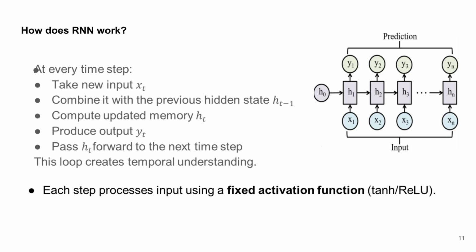Each step processes its input using a fixed activation function, usually tanh or ReLU, which helps the network learn smoothly. The hidden state acts as the network's memory of prior steps, allowing it to capture short-term and even some long-term dependencies. This is the fundamental mechanism that makes RNNs work.